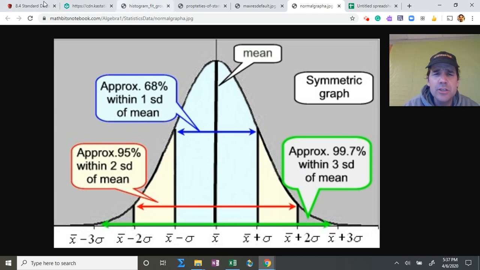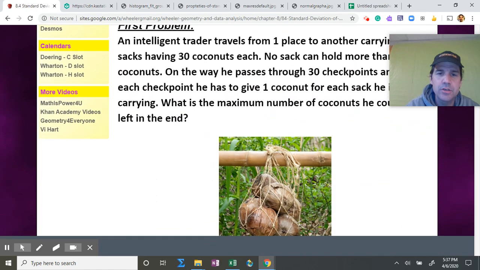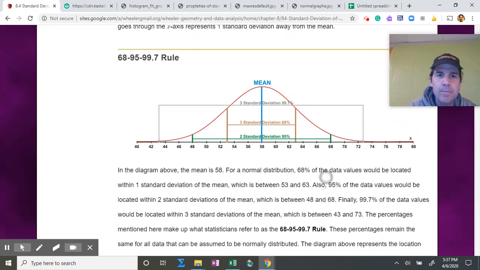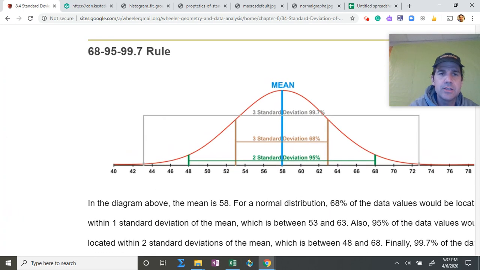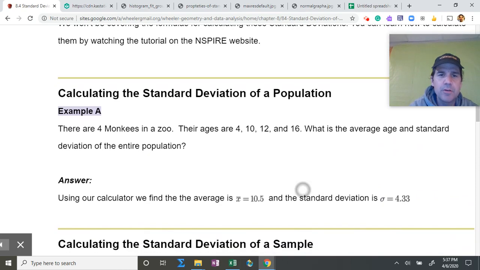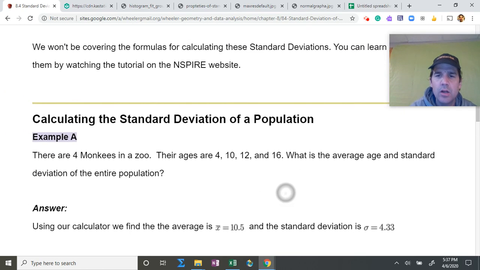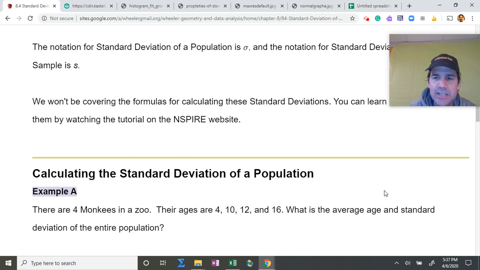So let's go to some example problems and see how this works out. There's the rule, 68, 95, 99.7. Let's say you're given a problem like this. There are 4 monkeys in a zoo. Their ages are 4, 10, 12, and 16. What's the average age and the standard deviation of the entire population?